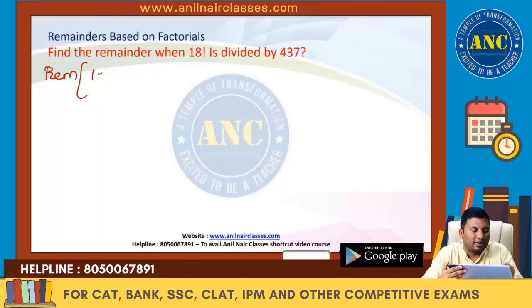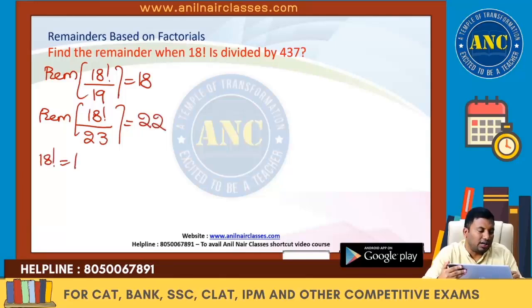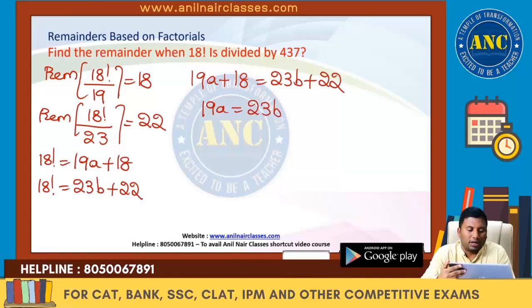18 factorial divided by 19 we got 18, and 18 factorial divided by 23 we got 22. So both equations: 18 factorial when divided by 19, remainder 18; when divided by 23, remainder 22. If I equate both the equations, 19a plus 18 equals 23b plus 22. So 19a equals 23b plus 4.